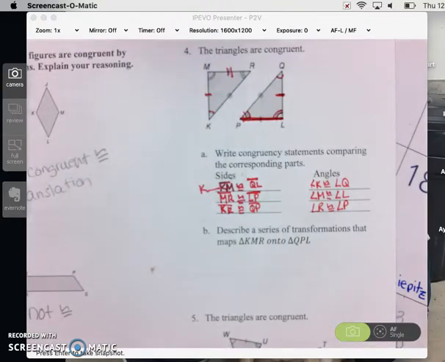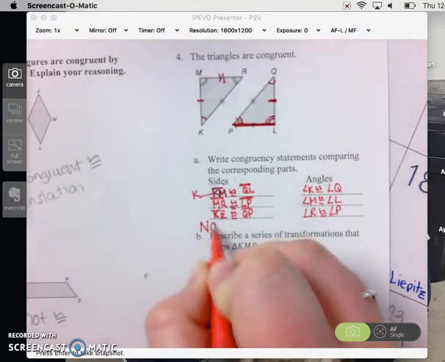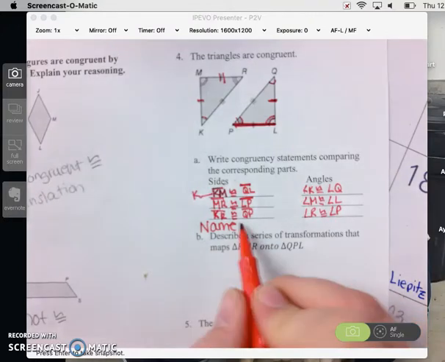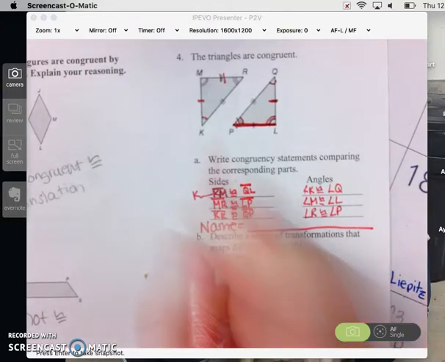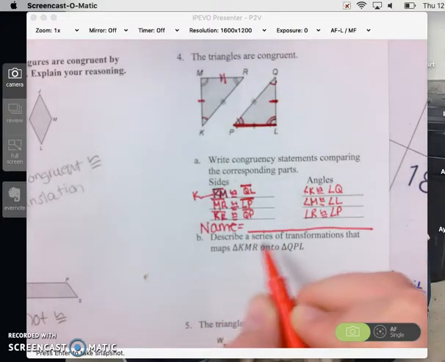The one thing that's not on here, it doesn't ask you for it, you also are going to have to name the triangles using the name, to tell the congruency of the 2. And what you're going to do is, Nick, get off your iPad.